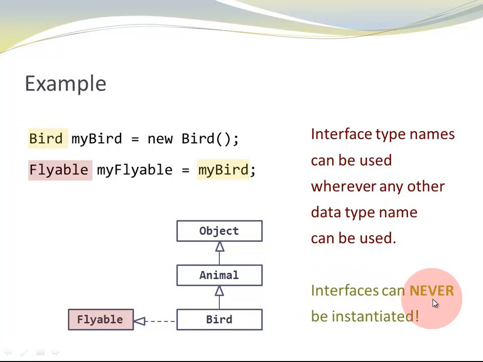Interfaces can never be instantiated. Why? Because interface methods are implicitly abstract. They do not have a method body. Interfaces have no implementation. Because of that, interfaces cannot be instantiated. But I can assign an instantiation of a class type that implements my interface.